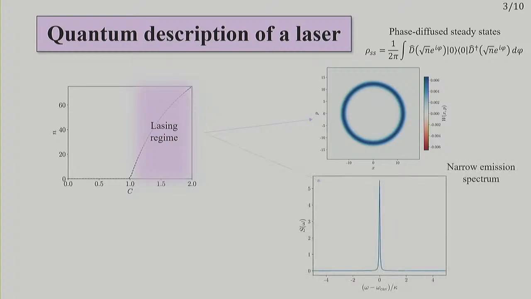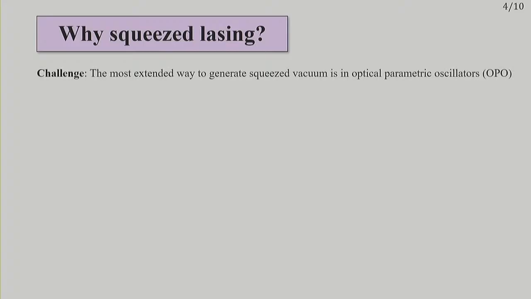I have obviously a very narrow peaked emission spectrum. This is just the monochromaticity of lasers. And I have no photonic correlation, so my photons are independent. And this is a summary of the main properties of lasing. And why do I want to include the squeezing among these properties?